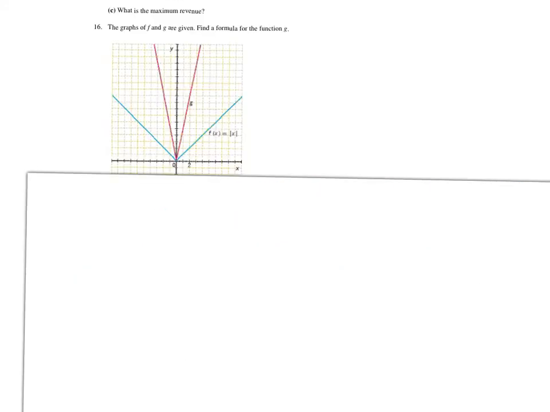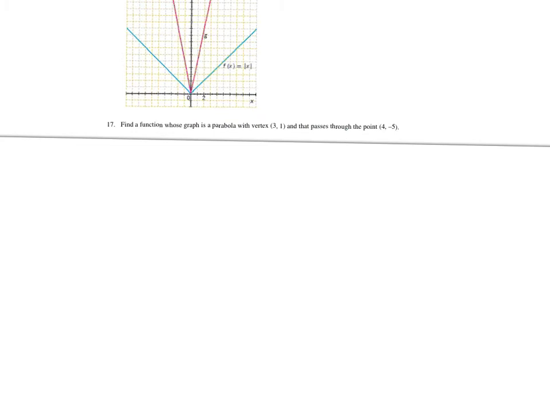All right, next up here, we want to find the formula for g. So I kind of want to notice the difference here. It looks like it did not get shifted, but instead of going over 1, up 1, it went over 1, up 1, 2, 3, 4, 5. And so that's just a vertical stretch of 5. And so I would just say y equals 5 times the absolute value of x.